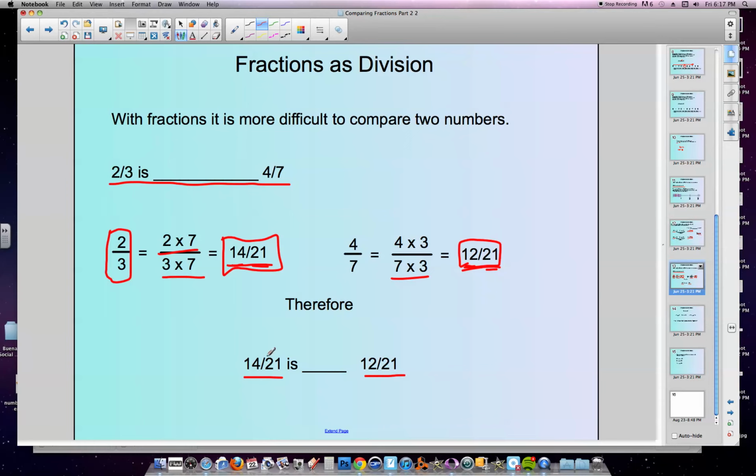So if there's 14 and 12, and we're talking about the same measurement, then 14 of them must be bigger than 12 of them. And therefore, that means that 2/3 must be bigger than 4/7, because this is equivalent to 2/3. We proved that right here. And 12/21 must be equivalent to 4/7. We proved that right here.